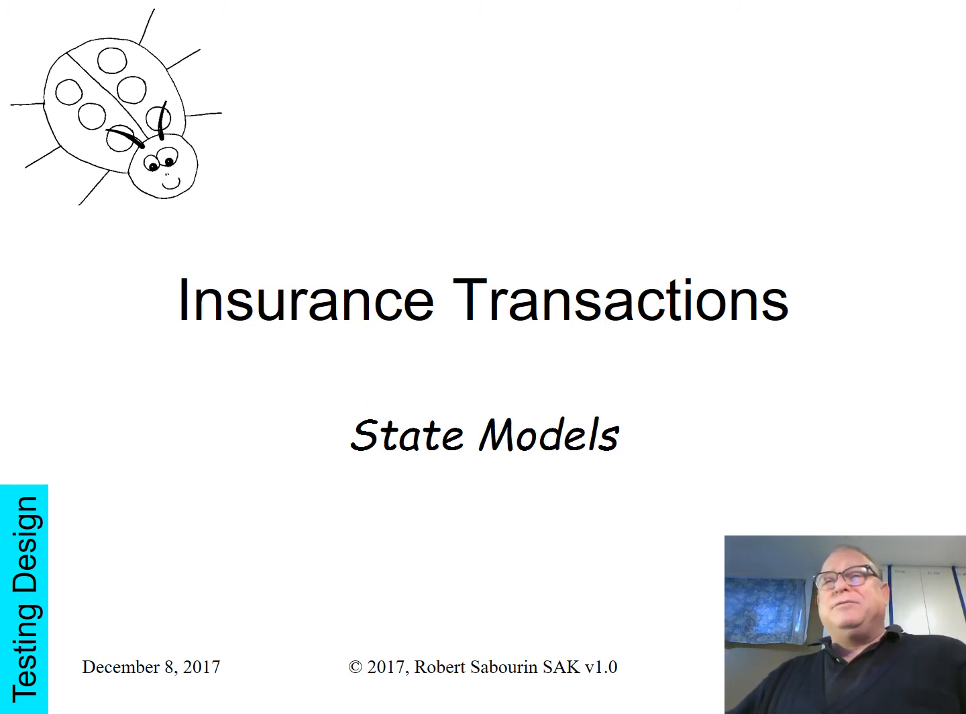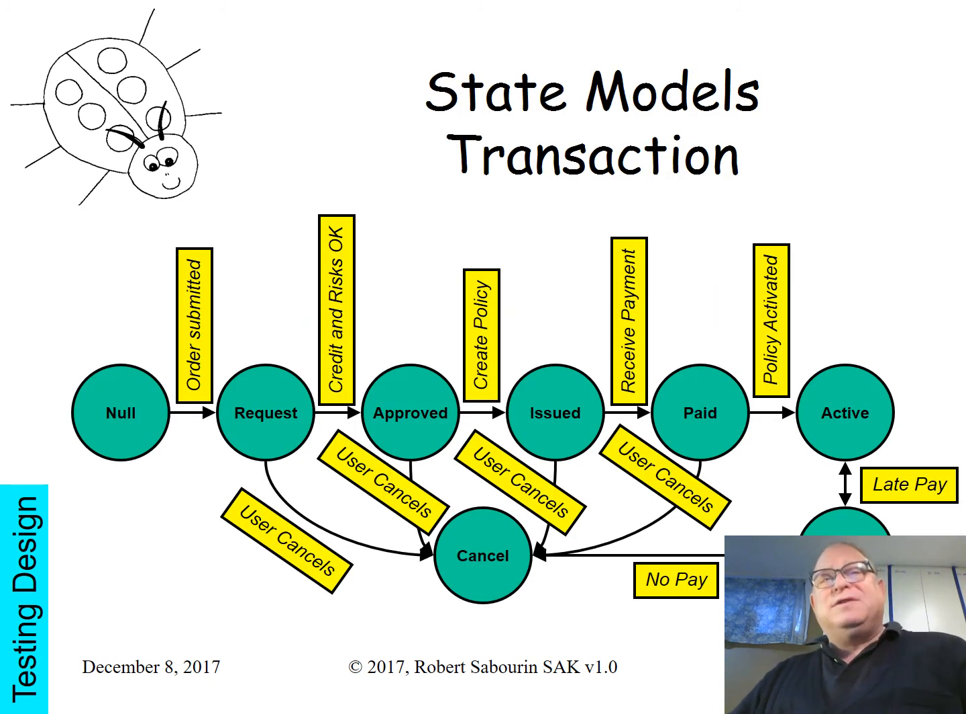We have an example from the insurance industry where a policy starts in a null state, then it gets submitted into a request state, then we check the credit and it becomes approved, then we make a policy and it becomes issued, then we get the first payment, it's paid, and then it's active. If someone is late in payment, we have states for that, basically a situation where we're going to collect later, or there are all sorts of ways where, if they never pay, it gets canceled.